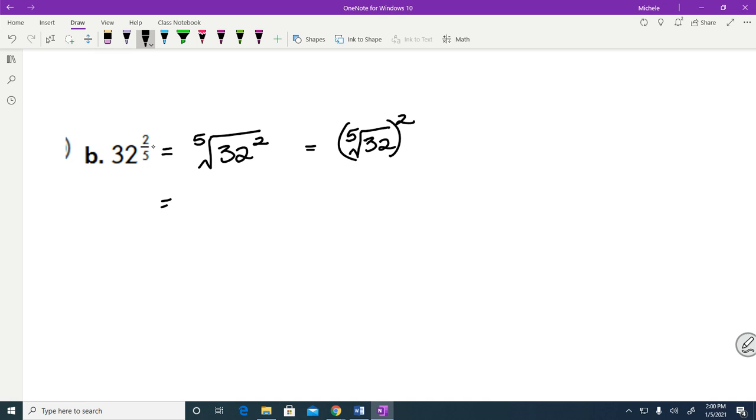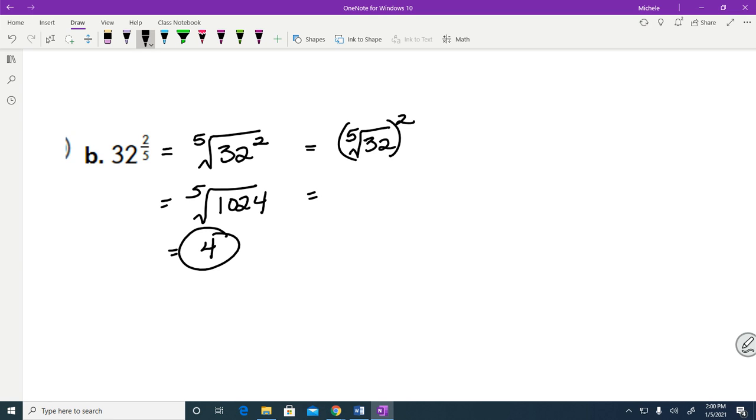So first I need to square 32. So 32 squared is 1024. And then I'll pull up my power chart. The 5th root of 1024 is 4. Or you could go to Desmos and type in the 5th root of 1024.